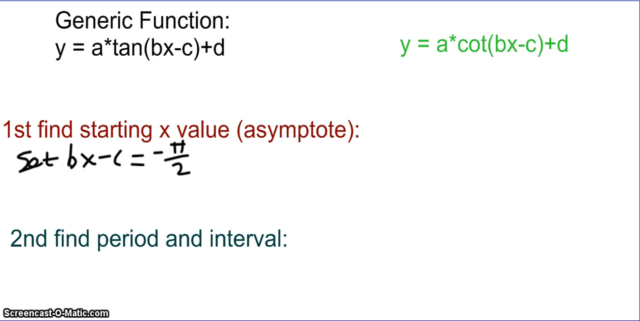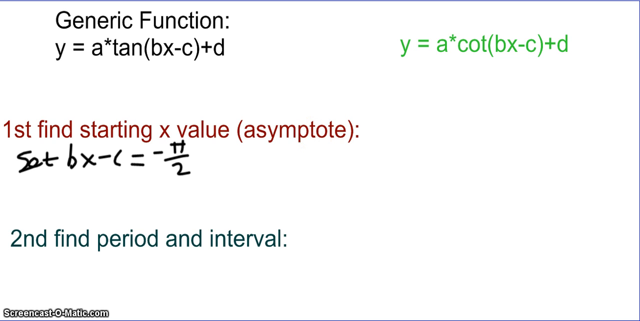Alright, so now we're going to look at the generic function. So for tangent, we have y equals a times tan of bx minus c, plus d, just like we did with sine and cosine. And for cotangent, we have y equals a times cotangent of bx minus c, plus d, again just like we did for sine and cosine. Our graphing strategy is going to be slightly different now. We want to first find the starting x value, which for both functions is going to be an asymptote, but how we go about it is going to be different.